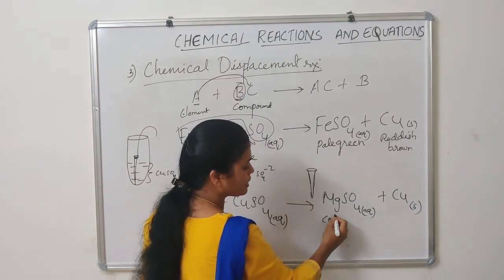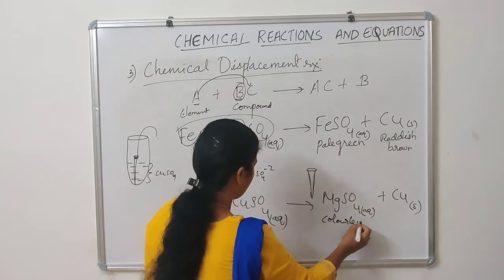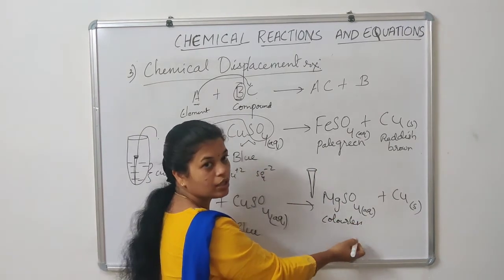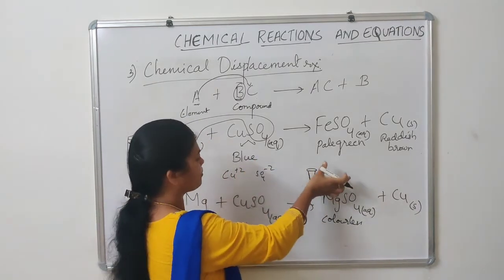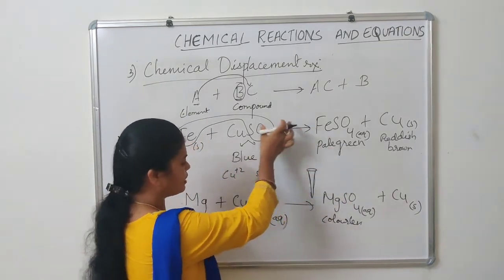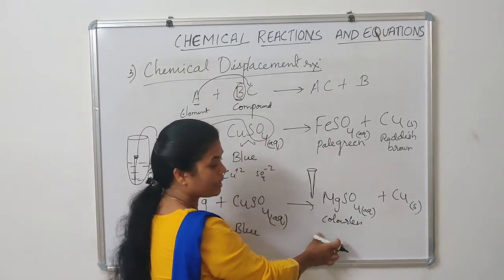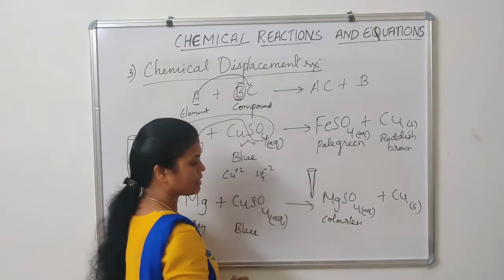Magnesium sulfate is colorless. So you can see that the blue color of the copper sulfate fades away to colorless. You can see the change in the color. Blue to pale green in this reaction. Here copper sulfate is blue, magnesium sulfate is colorless, hence the solution changes to colorless.